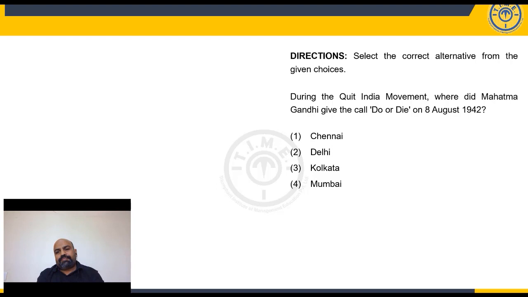On 9th August, after Gandhiji gave the call, he was imprisoned along with a lot of other political leaders and freedom fighters. So who unfurled the flag on 9th August? It was Aruna Asaf Ali, the great freedom fighter, who unfurled the Tiranga at Mumbai on 9th August 1942. And you have these choices here.